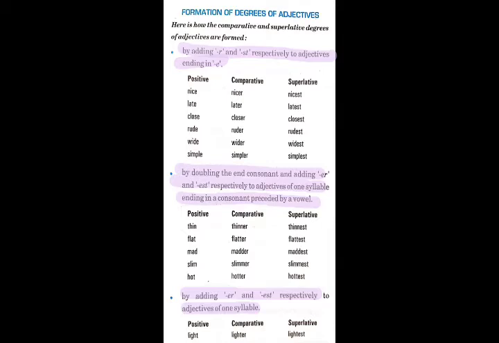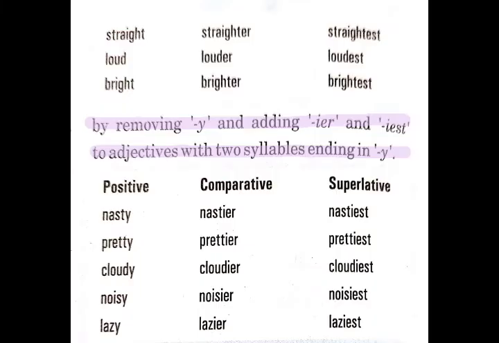Okay. Same way we can add ER and EST to adjectives of one syllable. Okay, if the adjective is of one syllable, what we can do? We can add ER and EST. For example, light, lighter, lightest, straight, straighter, straightest, loud, louder, loudest, and so on. Next, if an adjective is ending with Y, we can remove Y and add IER to make comparative degree and IEST to make superlative degree. For example, pretty, prettier, prettiest, noisy, noisier, noisiest.